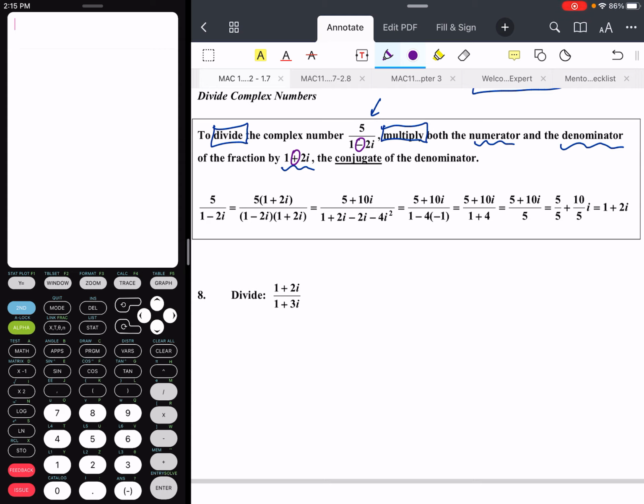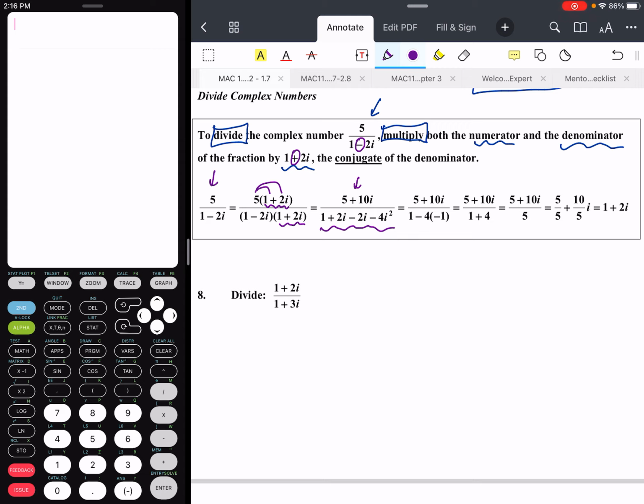All right, so you can see that work down here. We start off with the original problem, 5 divided by 1 minus 2i. To accomplish this, we're going to multiply top and bottom by 1 plus 2i, the conjugate of the denominator. And then we're just distributing and FOILing. So up top, distribute gives you 5 plus 10i. In the denominator, you're going to FOIL, which gives you 1 plus 2i minus 2i minus 4i squared.